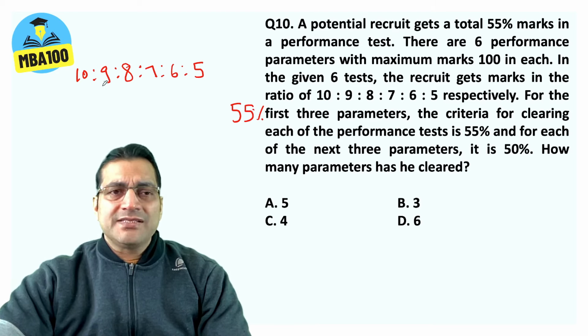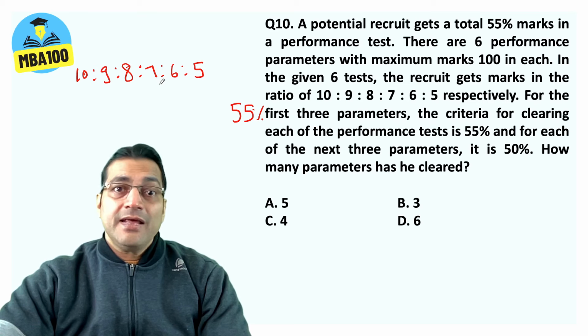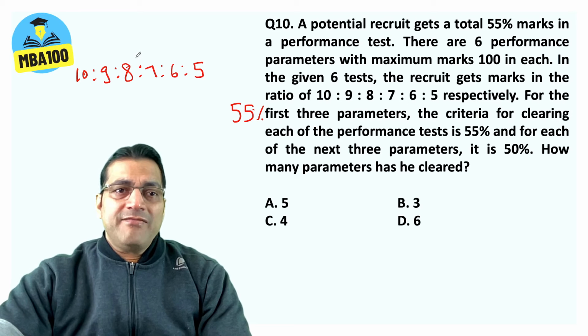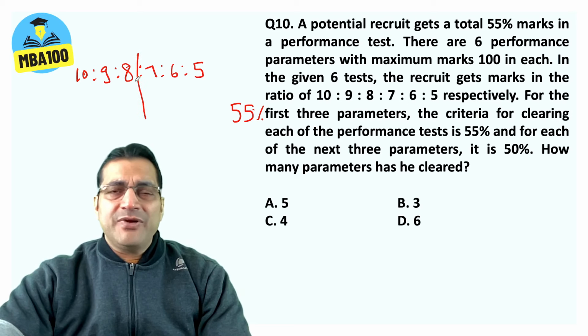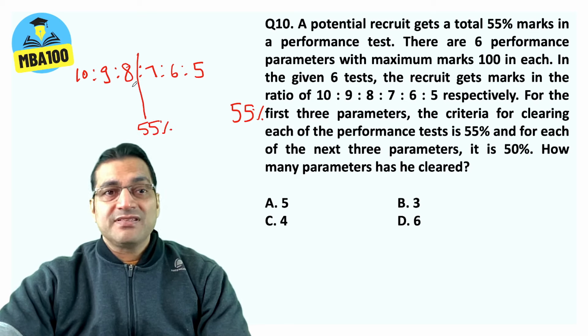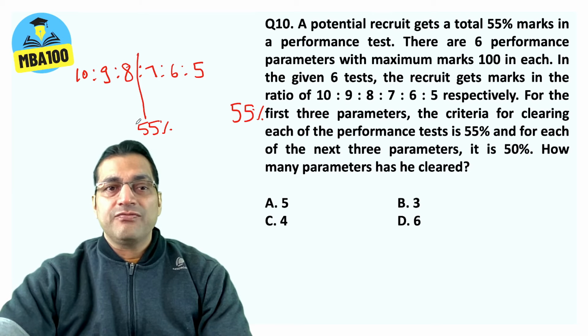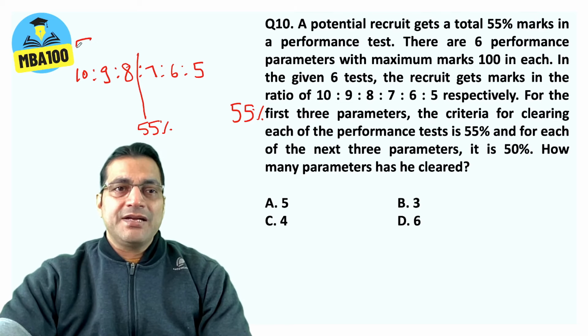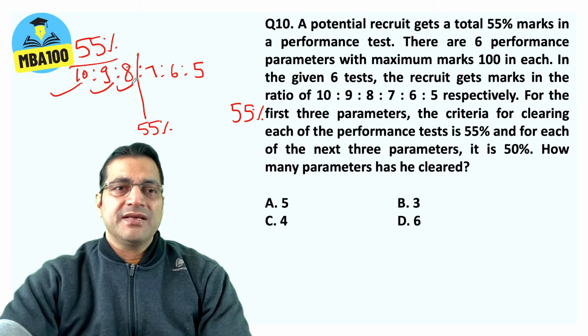And mind you, all these ratios are in an AP: 10, 9, 8, 7, 6, 5. And that is where you get lucky. The average of these numbers will be exactly in between 7 and 8. This has to be 55%. 7.5 of this has to be equivalent to 55%. And here the criteria is 55% for these 3 papers. So it's certainly clearing these 3. Now, for these other 3 the criteria is 50%.